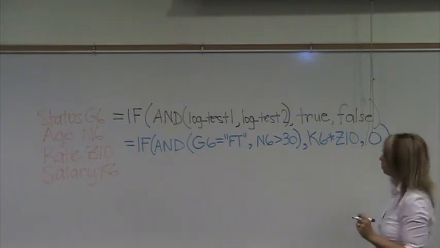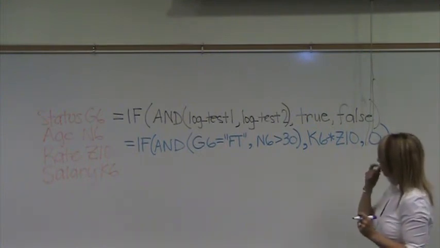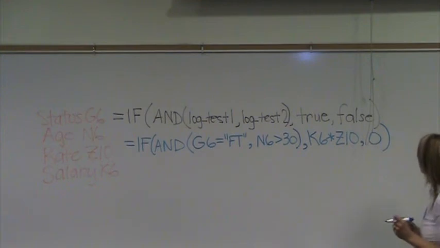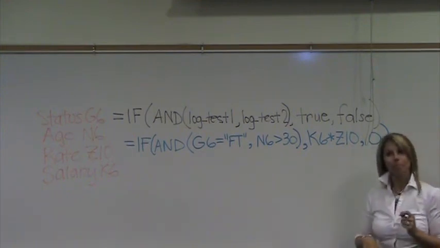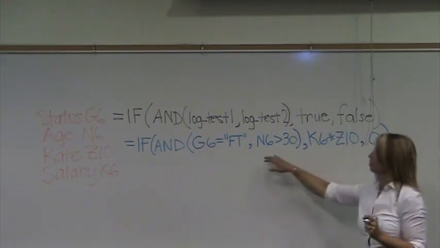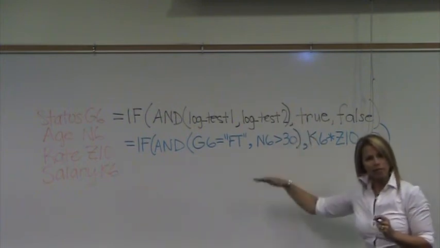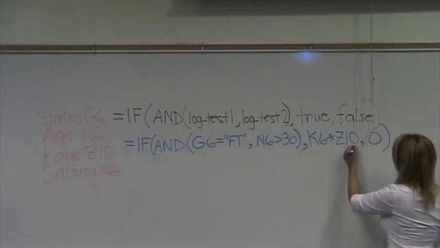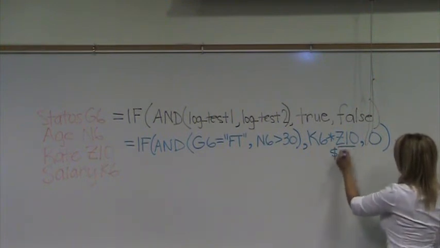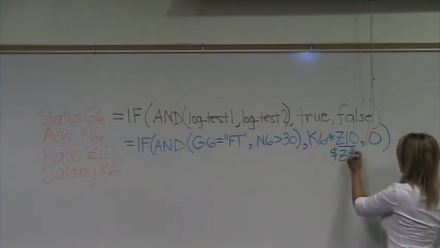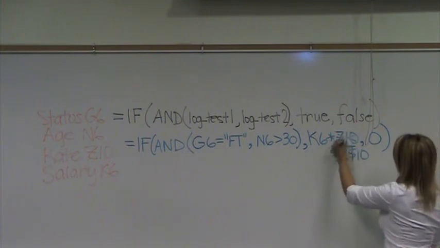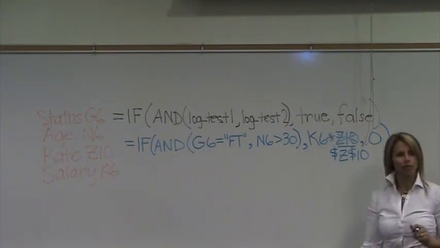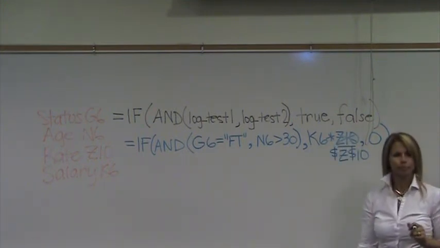So we're good. Don't we have to change the reference in Z10 so that it's the same? Yep. This works, but only for row 6. If we wanted to fill this down for our entire table, we would have to change this to an absolute reference. So $Z$10 would replace that, and then it would be good for the entire table.